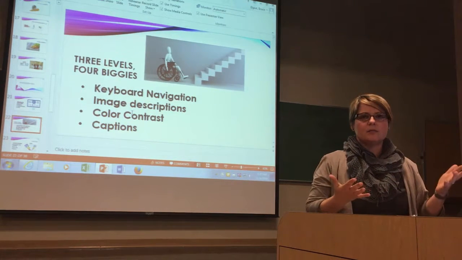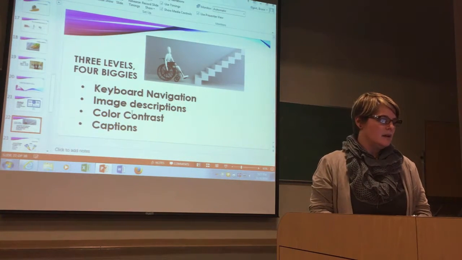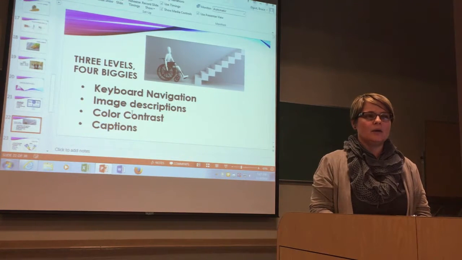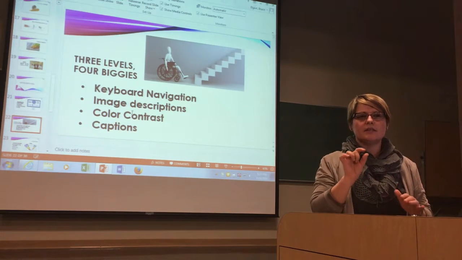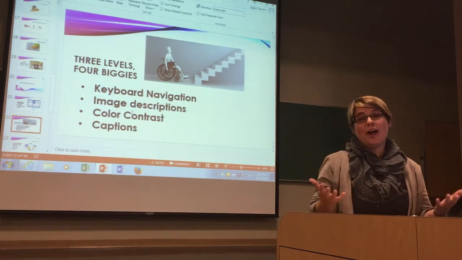Color contrast, so that's for people, lots of times people with color blindness or just different types of vision impairments. You see younger people designing with light gray, really small font, and that makes it difficult for a lot of us to be able to read.